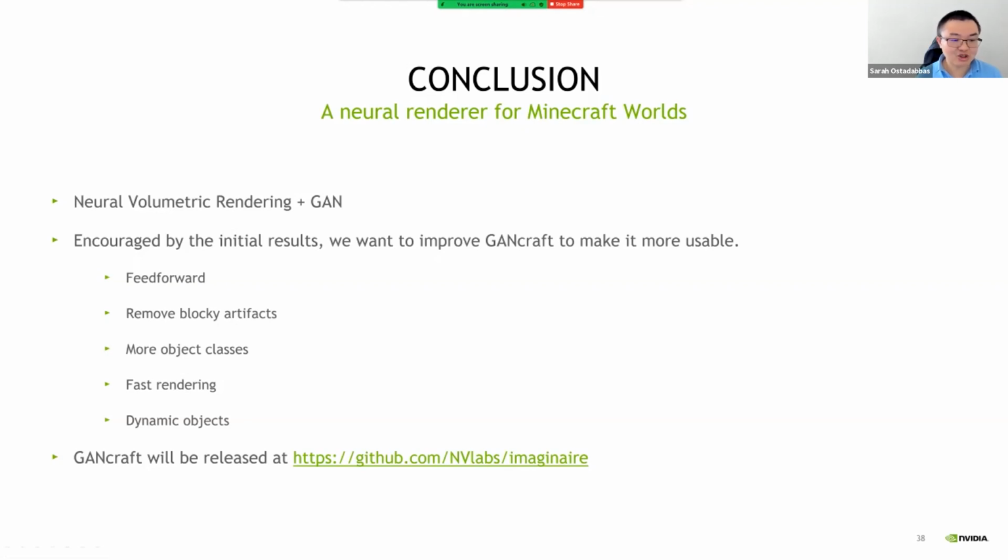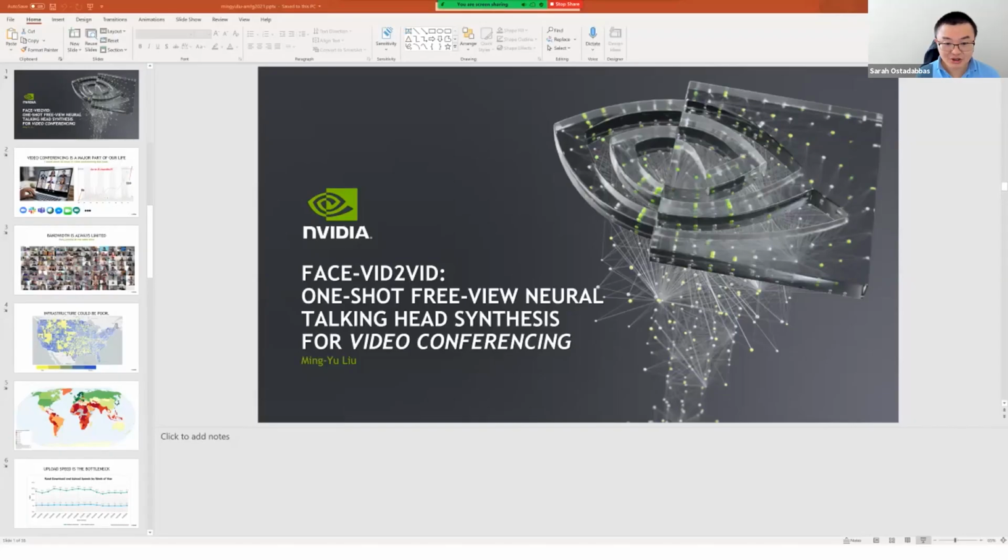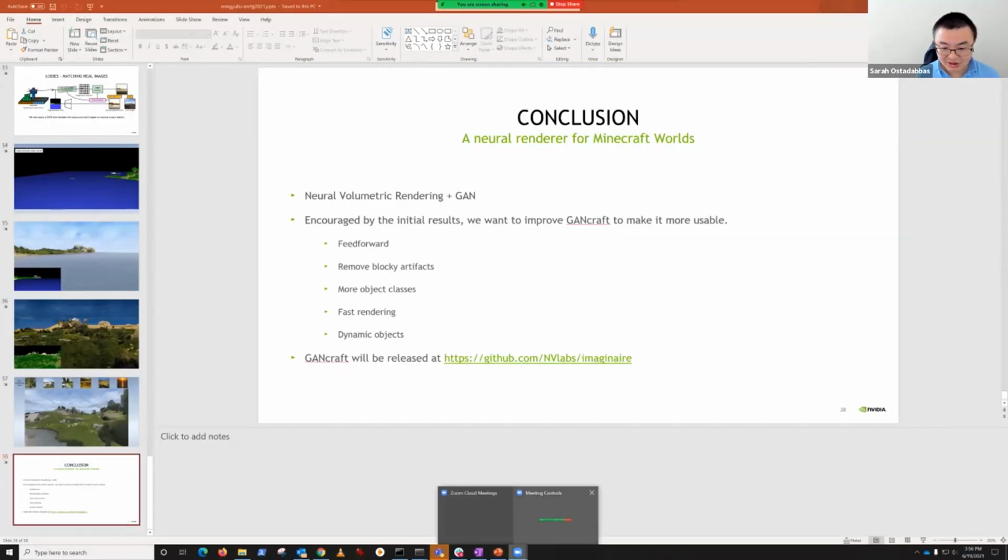And also the objects might move, so we also want to support moving objects. In our plan, we're going to release the GANcraft code in this imaginary repo. All right, so this concludes my presentation, and I think I'm ready to take questions.